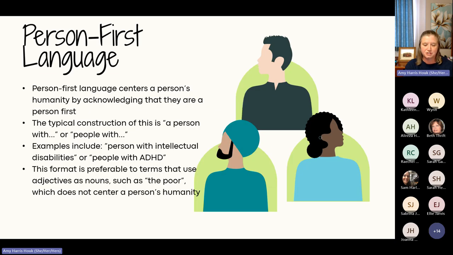So person first language is basically just the idea that when you are referring to members of a group or a member of a group, you do it with a person with or people with construction. So basically, you're centering the person. So again, in a lot of cases, it would be a person with. So one example, a person with ADHD, a person with intellectual disabilities, as opposed to the intellectually disabled or something like that.